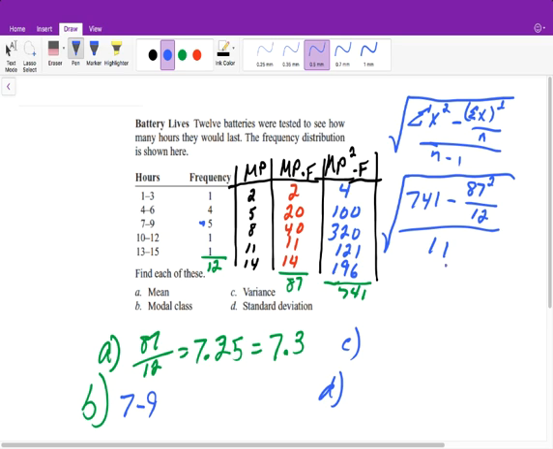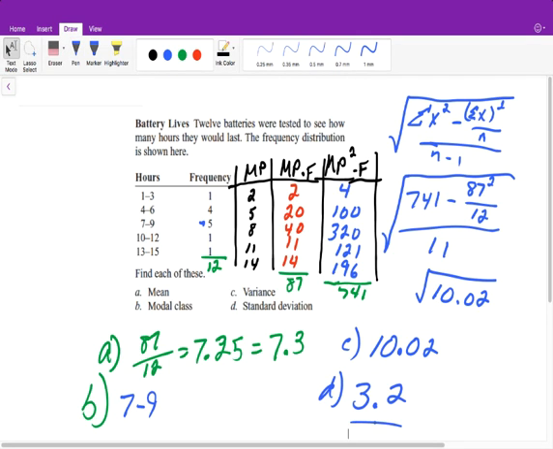That will give us approximately 10.02, so it's the square root of 10.02. So our variance is the number before the square root. So C, our variance is 10.02. And then when we take the square root of that number, it gives us approximately 3.2. So our standard deviation is 3.2. So our variance is the number before we take the square root.